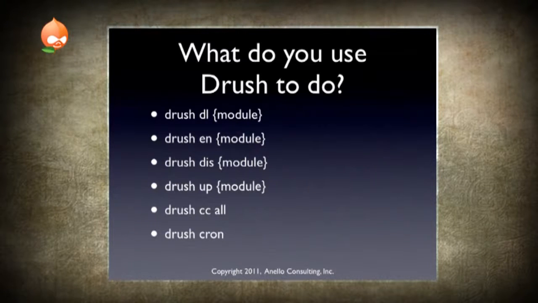FTPs it down, extracts it, puts it in the right place. It's magic. And then 12 seconds later, you can drush enable views, and boom, it's enabled on your site. So right there, that saved you probably 2 minutes of time. Add that up for as many times as you download modules, and you probably save yourself a considerable amount of time. And not just time, but just the monotony of doing that same thing over and over and over again.